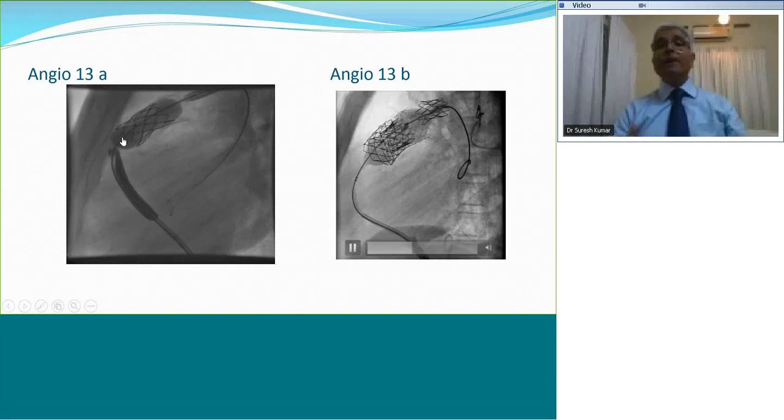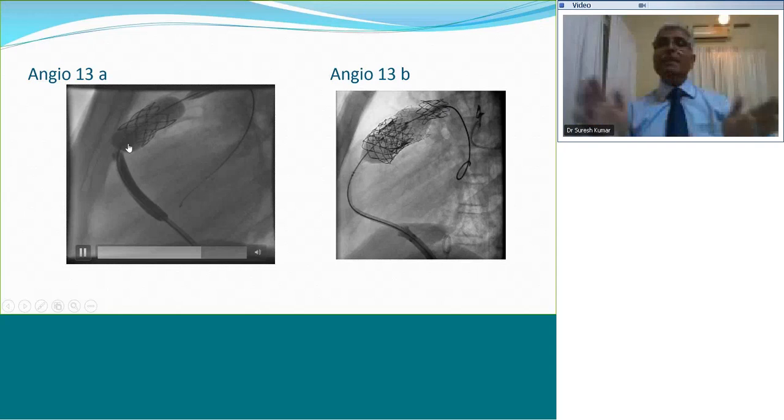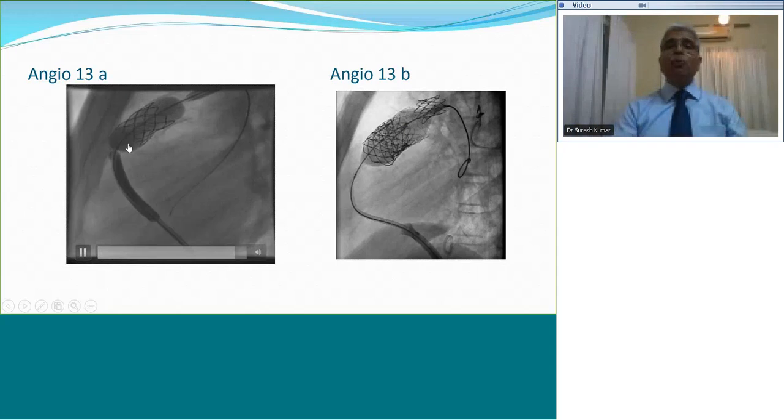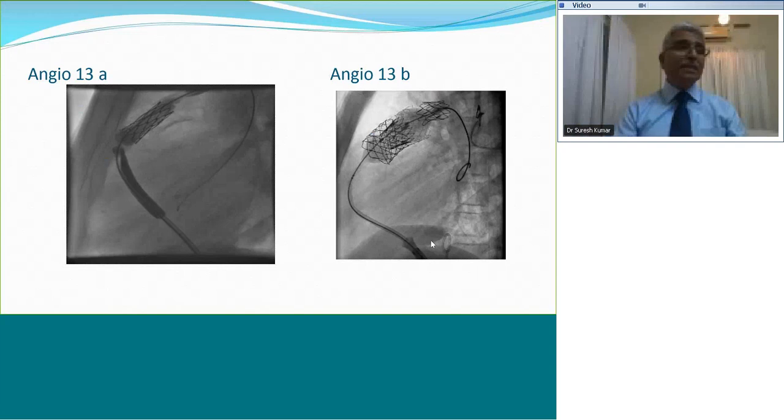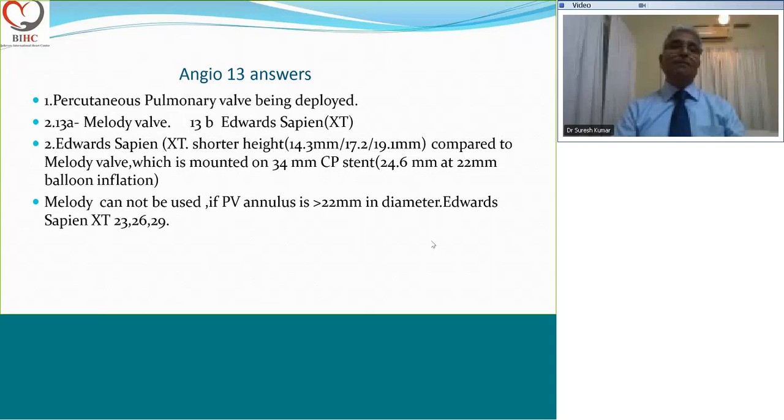The P valve has a very different look. So what you have seen is a percutaneous pulmonary valve being deployed. 13A was Melody and 13B was an Edwards Sapien. It was an XT valve in fact. And the difference between the two: XT Edwards has a shorter height. These are the three heights at which it is available, 14, 17 and 19 with some decimals.